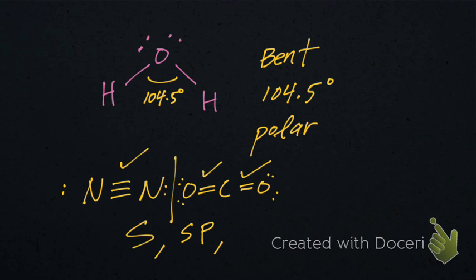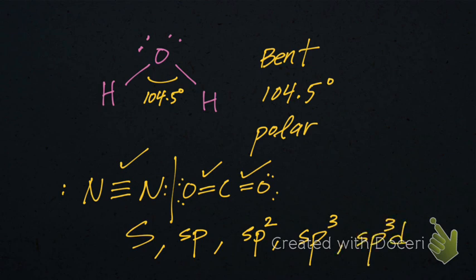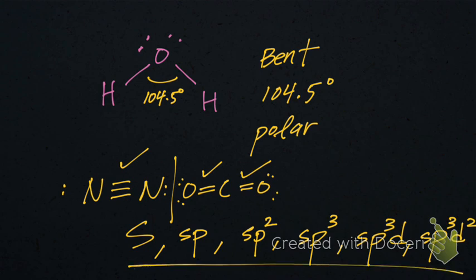If you have three things attached, and I'm talking about even lone pairs count. Even lone pairs count. So s, sp, sp2, sp3, sp3d, like, you know, the orbitals. This is kind of like the orbitals and their hybridization. sp3d2. There's only these six options, okay, for the hybridization.